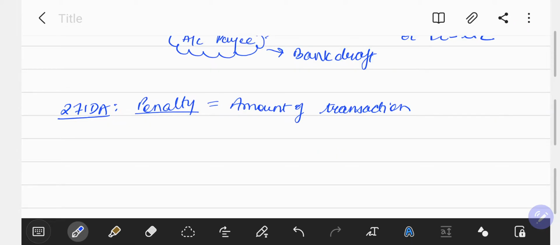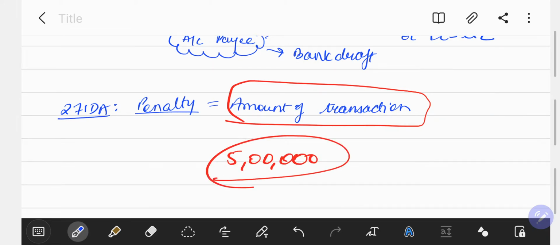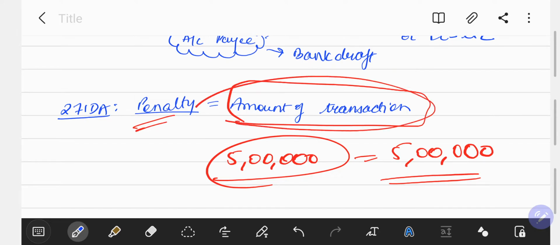So if section 269ST is violated, then what would be the penalty? The penalty would be the amount of transaction. Suppose you have received cash of 5 lakhs, then the penalty will be also equal to 5 lakhs. So the penalty will be equal to the amount of transaction you are incurring.